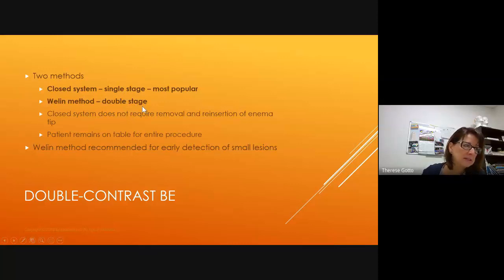As a matter of fact, they've redone the Merrill's book. We're now on edition 14 and they've taken this out altogether. But that is the Whelan method, a double stage where there are 2 different stages. It was recommended early on for early detection of small lesions, but with the help of CT and MR imaging, they don't need to be doing this anymore. We use the closed system, which is a single stage system. The patient's only tipped 1 time.